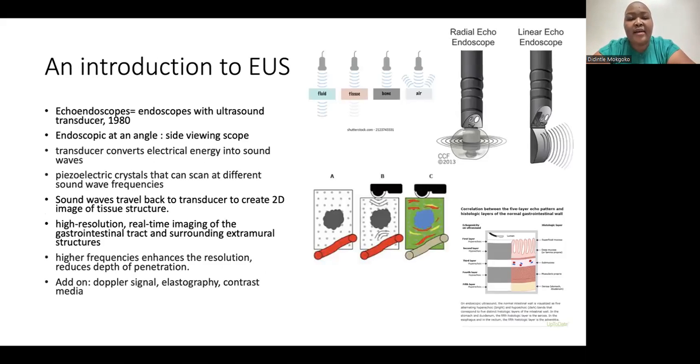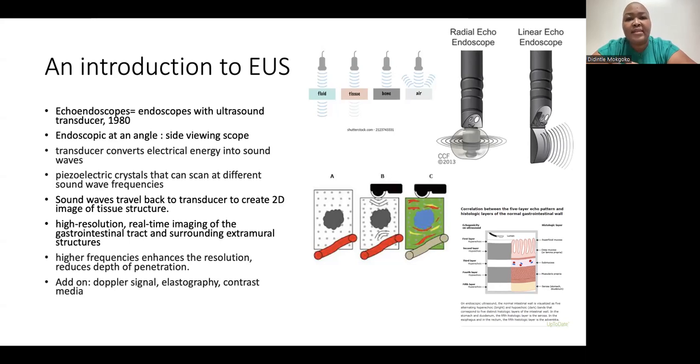Now, I'm aware that Dr. Chris Zaidi earlier on in this year also spoke about EUS as a modality, but I just do want to take you through some general concepts, especially as I know we have varied members of the team that attend this platform, and for people who are not necessarily familiar with endoscopic ultrasound.